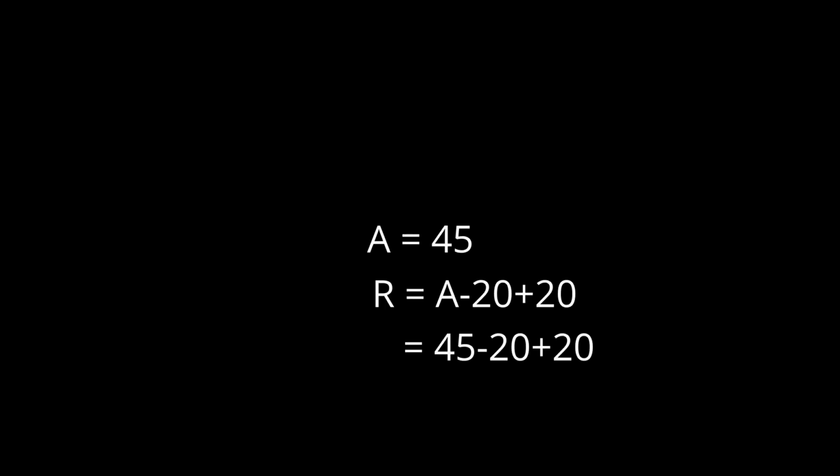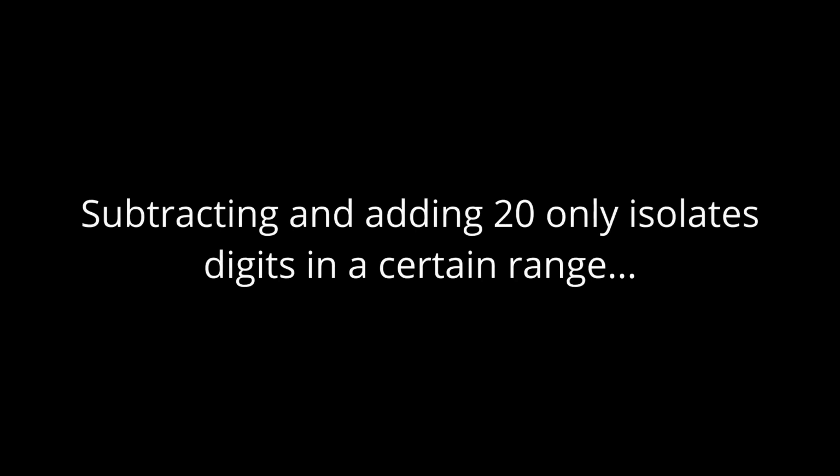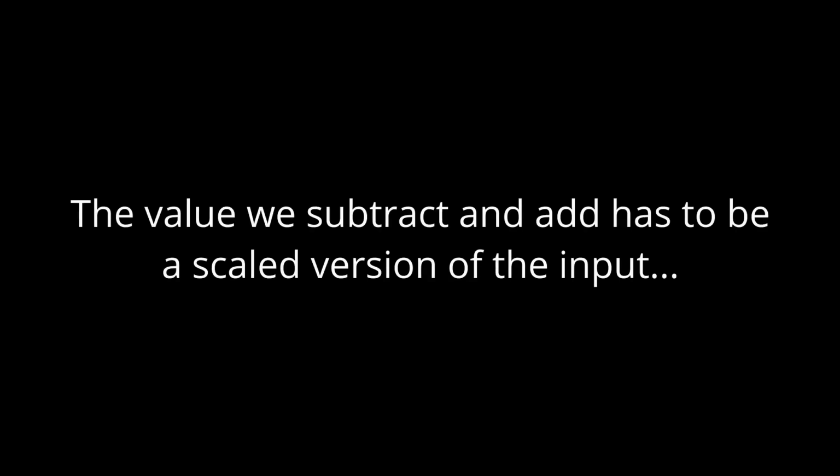But the trouble is 20 doesn't work for every value. So if our input was 45, then we'd have 45 minus 20 equals 25. And then when we add the 20 back on again, we just get 45 back. So we haven't isolated anything. So the number 20 will actually only isolate digits within a particular range. And what we really want to do is subtract and add some value that is a scaled version of our input, such that it will isolate the digit regardless of its order of magnitude.